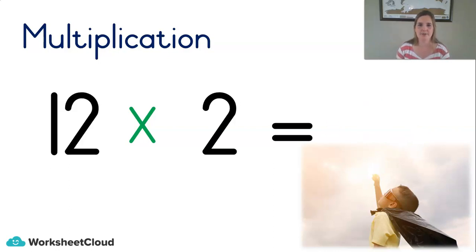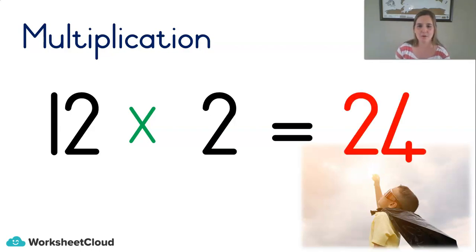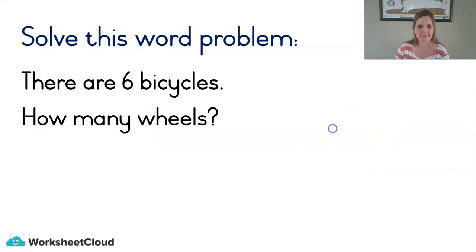And the hardest one for today, to really give our brains a workout, 12 groups of 2. Are you running out of fingers? Maybe use your toes. Okay, 12 times 2 is... 24. Very good. Let's try some word problems. It's just a different way of asking these kind of questions.